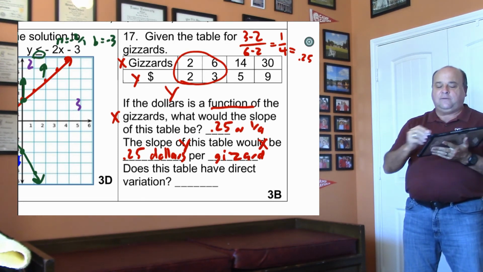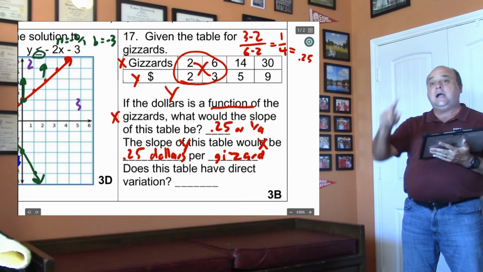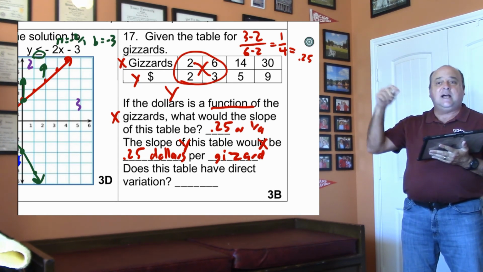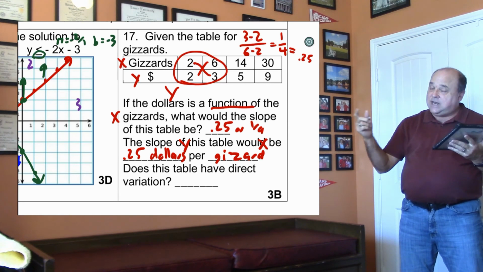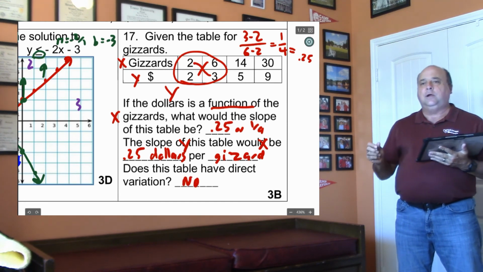Does this table have direct variation? If I were to cross multiply, 2 times 3 is not 6 times 2, is it? Since it's not proportional, it does not have direct variation.